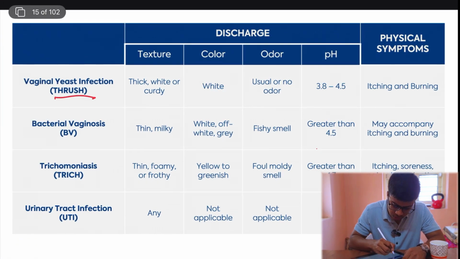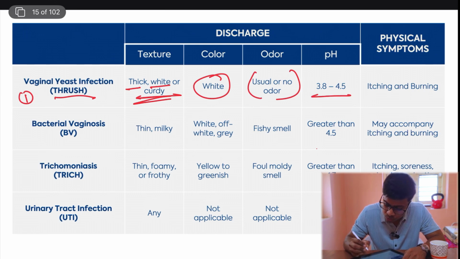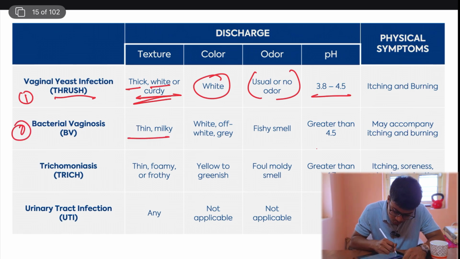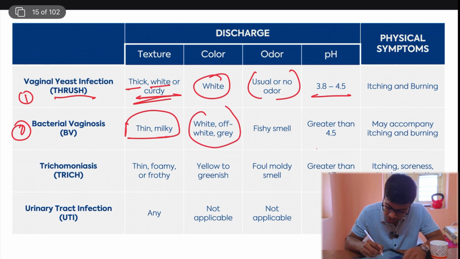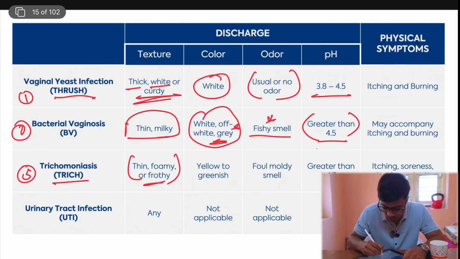So vaginal yeast, that is thrush we call. In vaginal yeast cases, it is white or curdy. Curdy means vaginal yeast infection, white color, usually no odor, and itching, with pH 3.8 to 4.5. Bacterial vaginosis, we have thin and milky discharge. Texture will be thin and milky. White, off-white, or gray. Gray is a clincher. Fishy smell is a clincher. Greater than 4.5 pH is a clincher. Then we have Trichomonas. Trichomonas, thin, again foamy and frothy is a clincher.